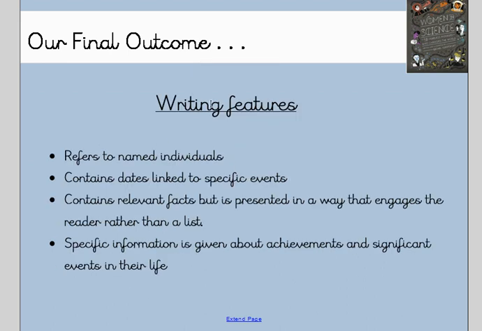You're then going to think about the writing features. So it refers to named individuals, contains dates linked to specific events, it contains relevant facts, it's presented in a way that engages the reader rather than a list. Okay, so I'm not just listing lots of different facts, I'm writing them in an engaging way that makes me want to read on as a reader. And specific information is given about achievements and significant events in their life. Okay, so we're really thinking about what is important, what have they done that's important.